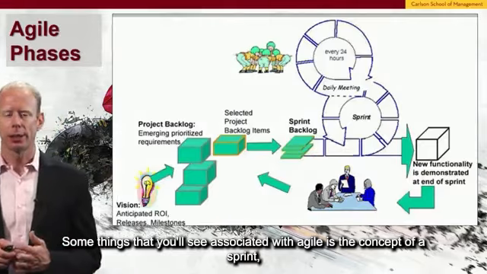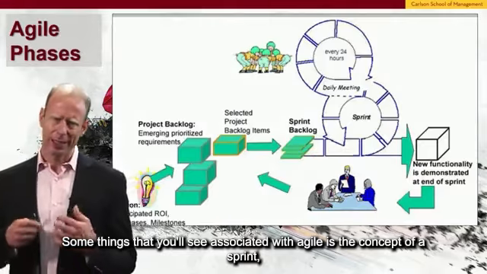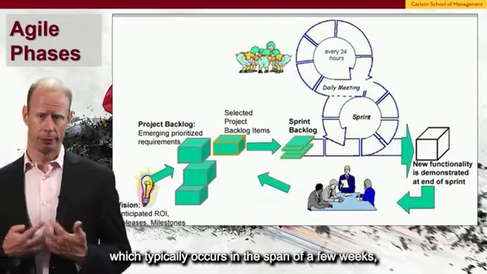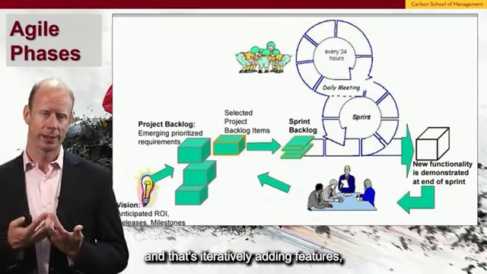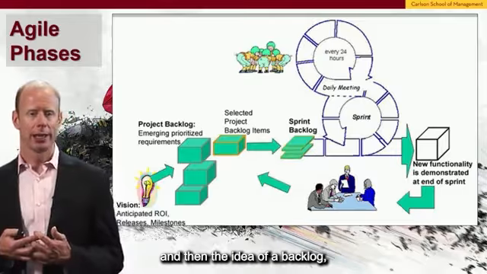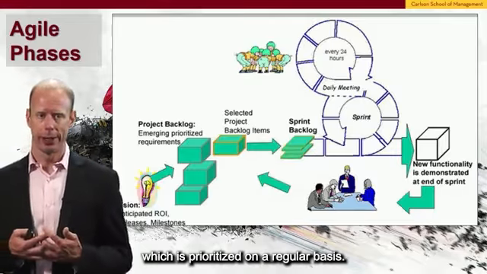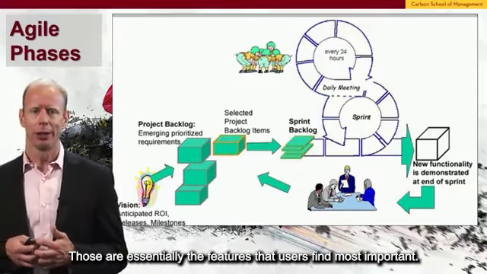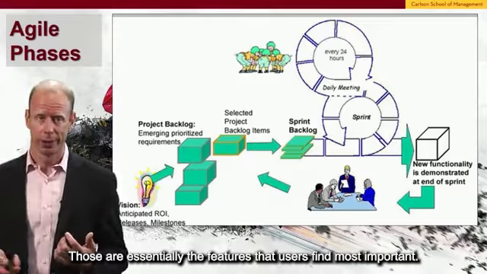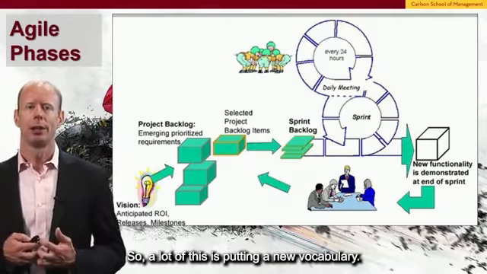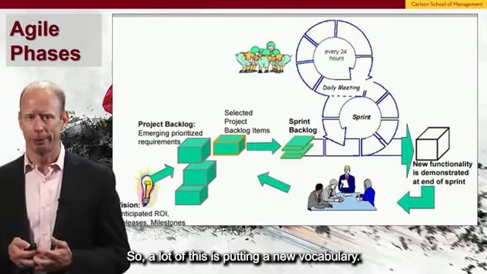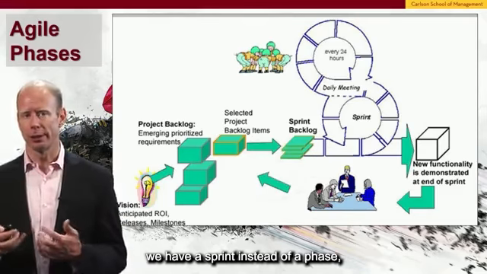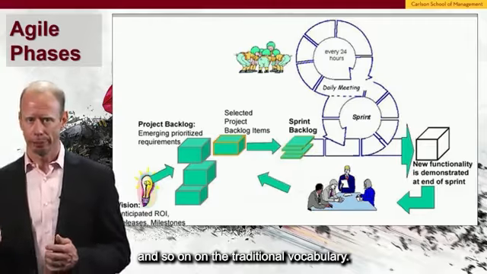Some things that you'll see associated with Agile is the concept of a sprint, which typically occurs in the span of a few weeks, and that's iteratively adding features, and then the idea of a backlog, which is prioritized on a regular basis. And those are essentially the features that users find most important. And so a lot of this is kind of putting a new vocabulary. We have user stories instead of requirements. We have a sprint instead of a phase, and so on.